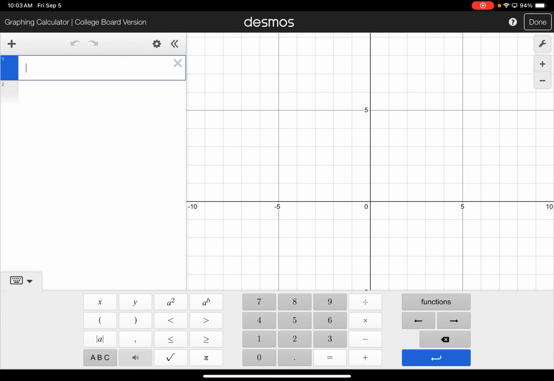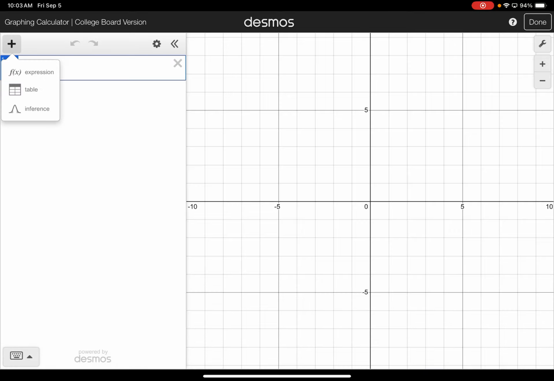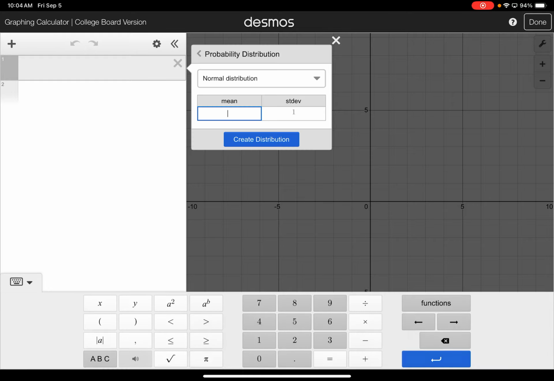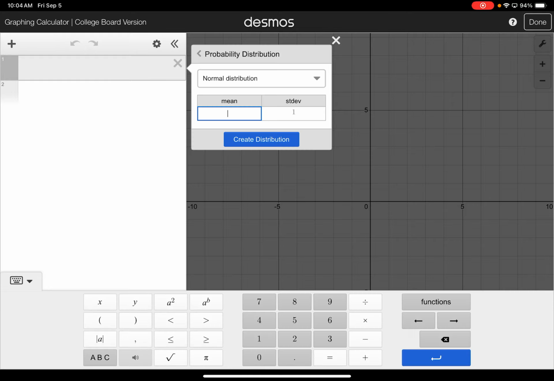Okay, so with Desmos, it has to be the College Board version just so that you don't get any features that are not supposed to be there when you actually take the test. For creating an inference model, you're going to hit the little plus sign and go to the last option, which should say inference, and it's going to pull up a bunch of different options. For now, the only thing we are working with is probability distribution, and it's going to automatically populate a normal distribution, which is what we want.